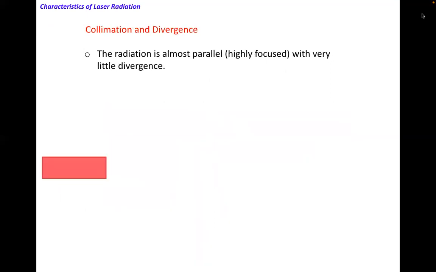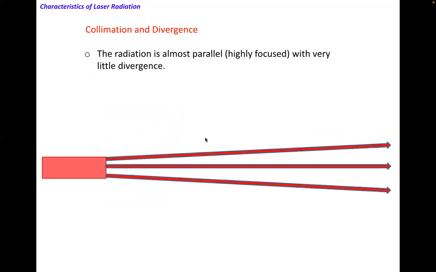They are also highly collimated. If you talk about the collimation and divergence of your light, the radiation is almost parallel, highly focused, with very little divergence, at about 3 to 10 degrees perhaps. As you can see in the diagram here, they will diverge a little. If you point a laser and the intensity is high enough, it can reach the cloud. But if you point a flashlight, the flashlight will diverge more compared to a laser. So lasers are highly collimated.